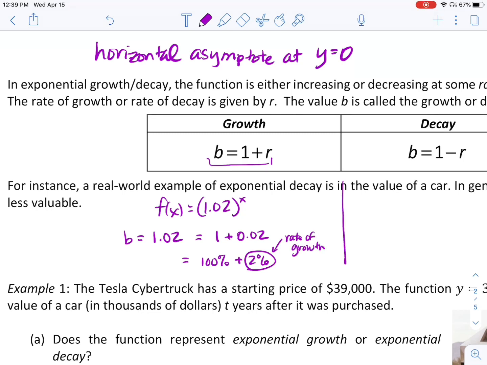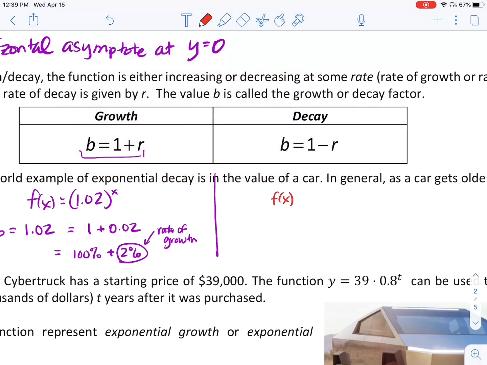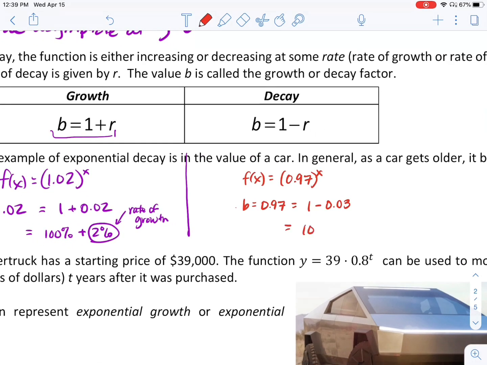As well, I can do a similar thing with decay, where if I had the function f of x is equal to 0.97 to the x, I can rewrite that as b is equal to 0.97, which is 1 minus 0.03. Rewriting in terms of percentages, that would be 100% minus 3%. So our rate of decay is 3% per year.